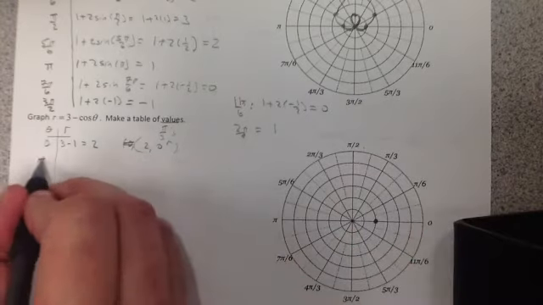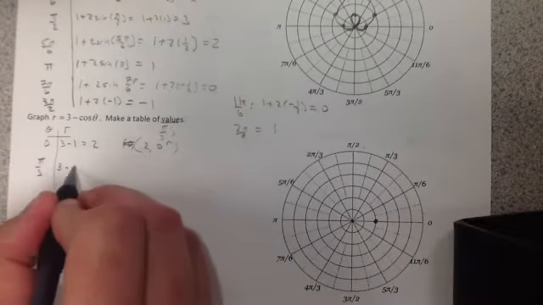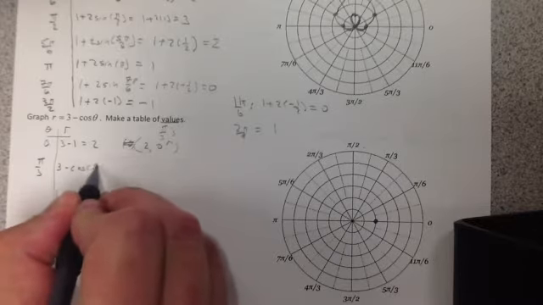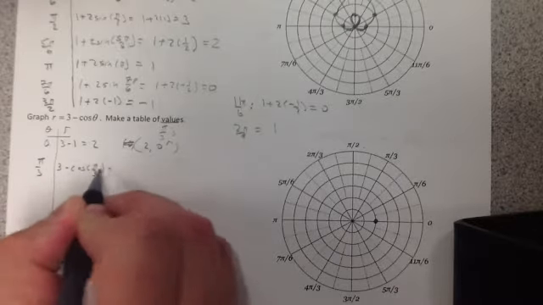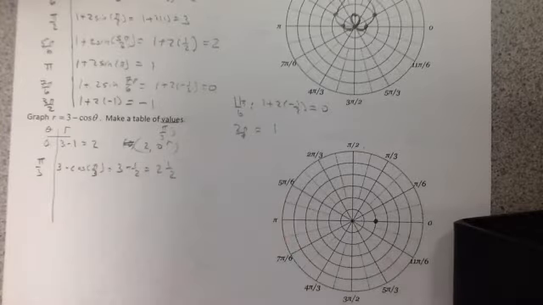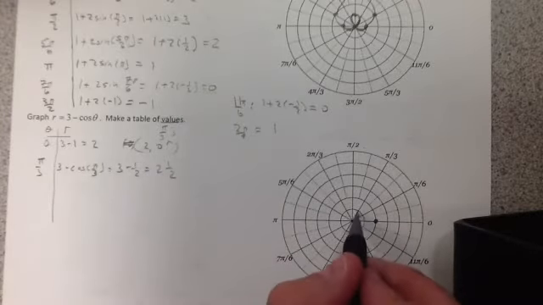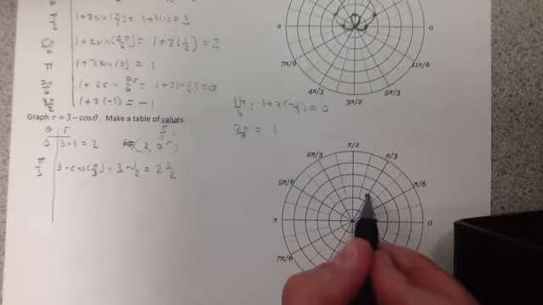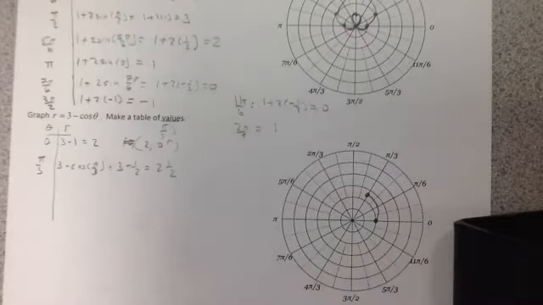Now, pick my pi over 3. 3 minus the cosine of pi over 3. Well, that's a half. So this is 3 minus a half, which is, oh, yuck, 2.5. So I'm facing pi over 3. I got 1, 2.5. Sweeping. All right.